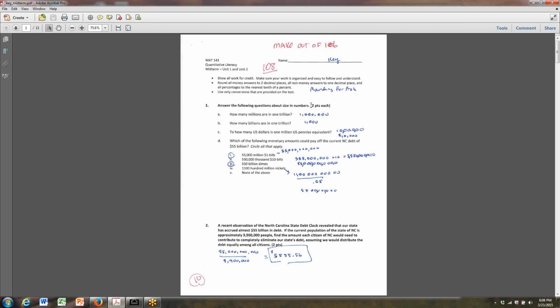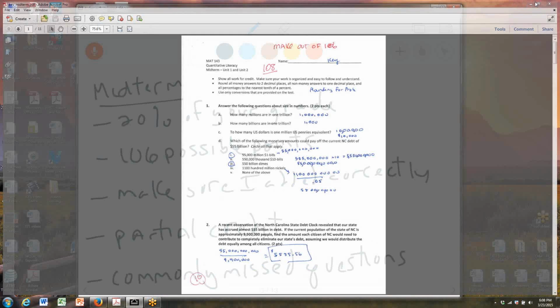So if you measure, like number 1 was worth 2 points each, so all these are 2 points each. So that's 8 points in number 1. Number 2 is worth 2 points. That gives me 10 points for the page. Right there's the 10. So if you add all those up, you should get 108, but I made it out of 106. So that's the first thing I wanted to tell you.